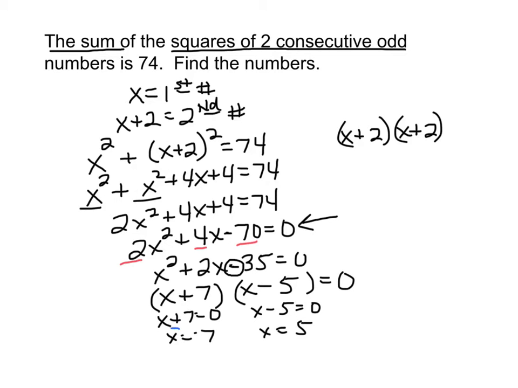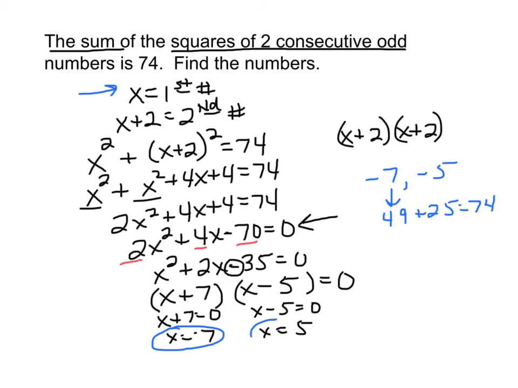This is a problem in which both of these solutions will work. If x is equal to negative 7, that means x is the first number, which would mean that the second number would have to be negative 5. It says the sum of the squares of two consecutive odd numbers. Well, if I square negative 7, I get 49. If I square negative 5, I get 25. And certainly if I add those together, I do get 74 for an answer.